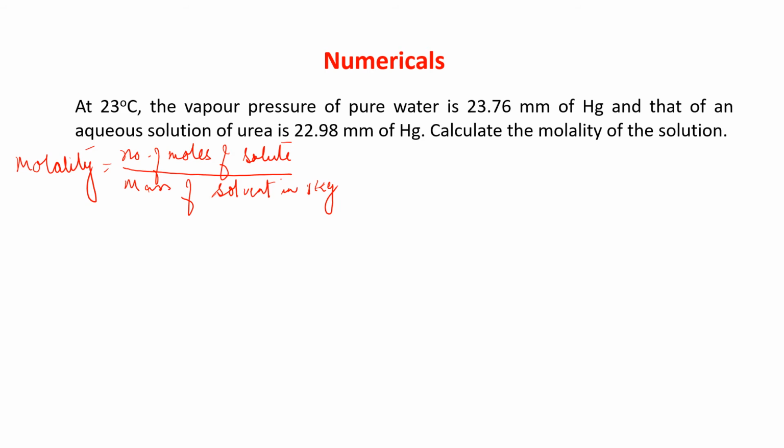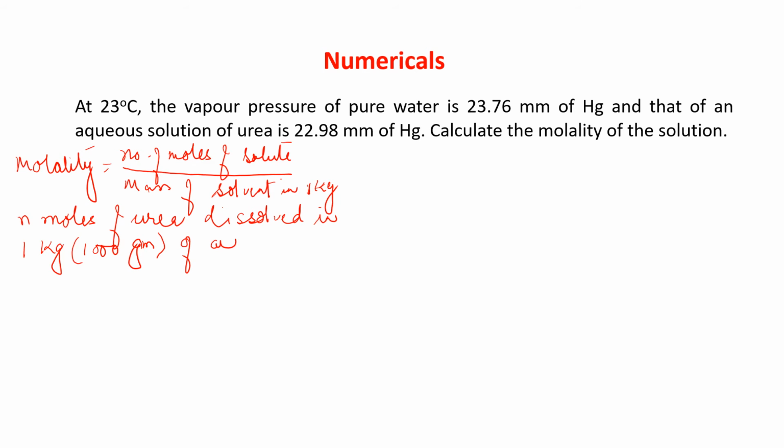Let me write it here. Let us consider that n moles of urea are dissolved in 1 kg, or 1000 gram, of water. The given solution consists of n moles of urea dissolved in 1000 gram, or 1 kg, of solvent water.